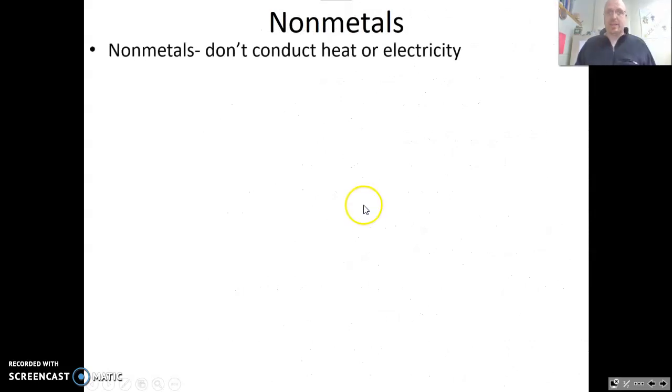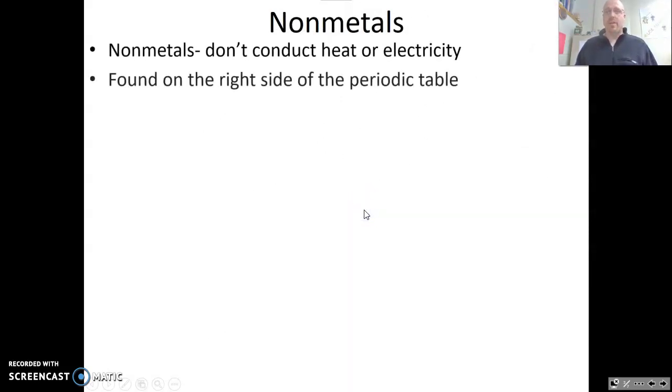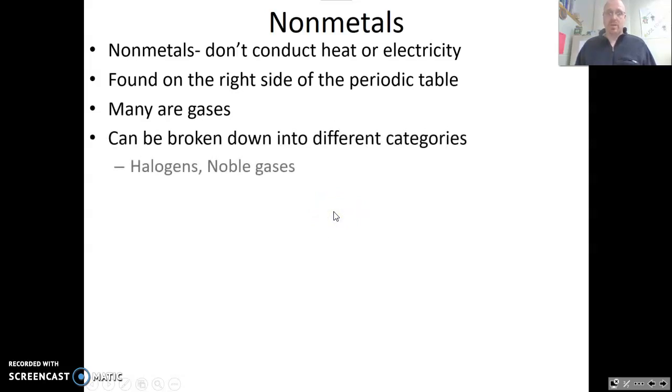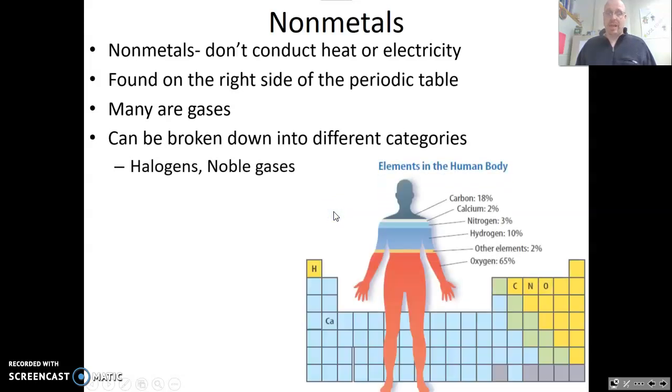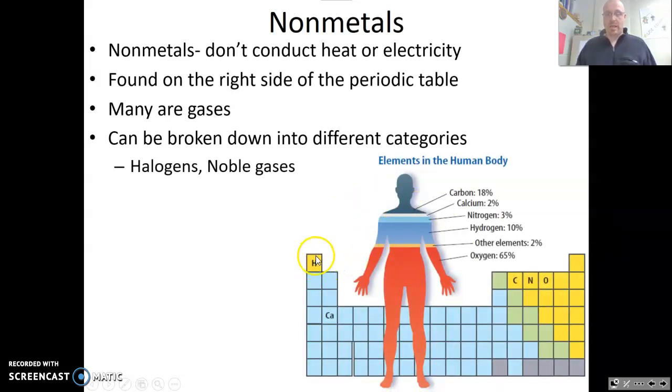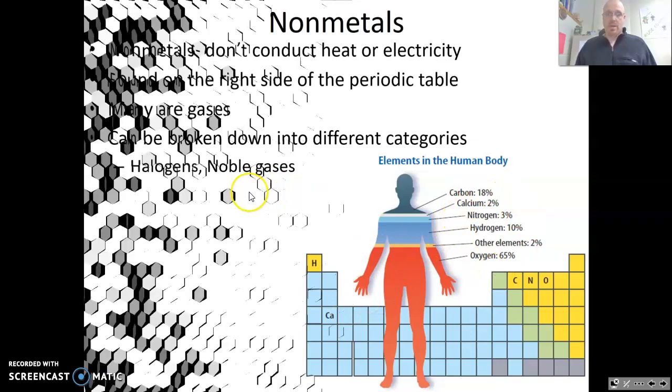Nonmetals, remember, do not conduct heat or electricity, and they're found on the far right side of the periodic table, to the right of that stair step. Many of them are gases, and they can be broken down into different categories. We have the halogens and the noble gases. Remember, helium, even though it's all the way over on the left-hand side in the first group, is actually part of the nonmetals on the right-hand side, these yellow ones that are over here. And you'll notice that the elements of the human body, a vast majority of them, except for calcium, are all nonmetals.